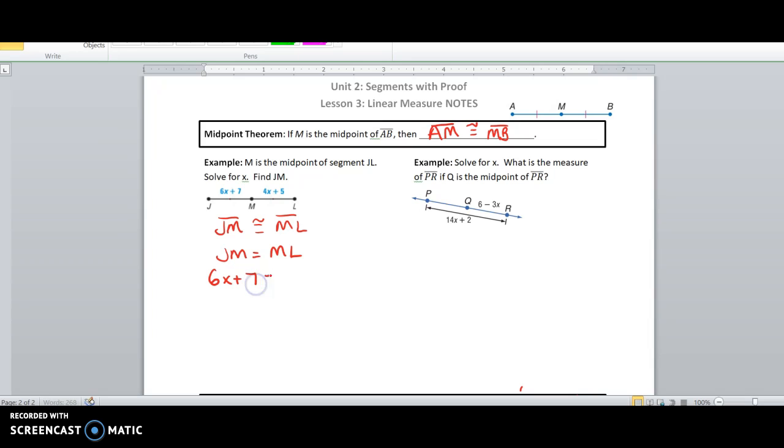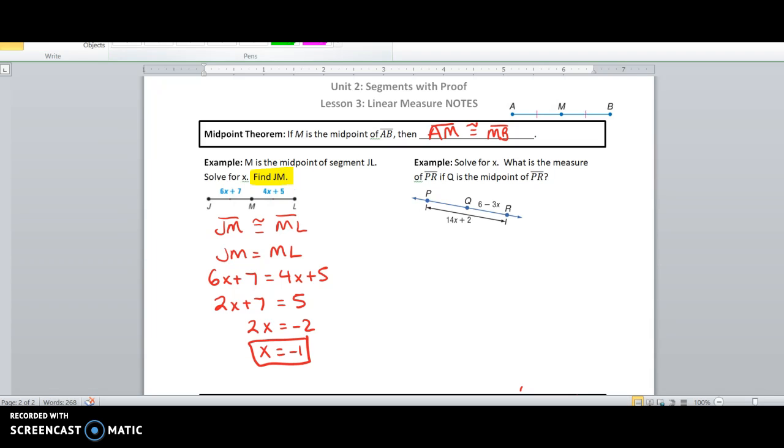6x plus 7 and 4x plus 5. Solving, let's subtract 4x from both sides. Subtract 7 from both sides. And divide. X equals -1.